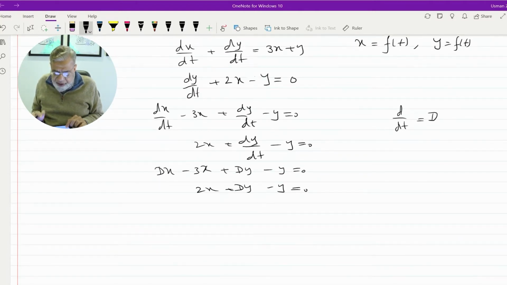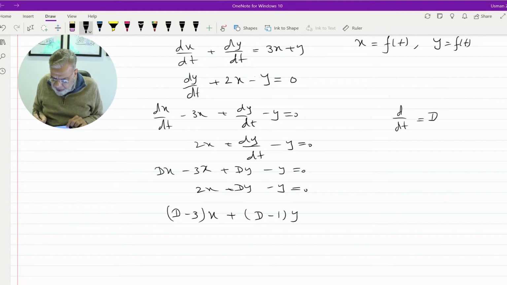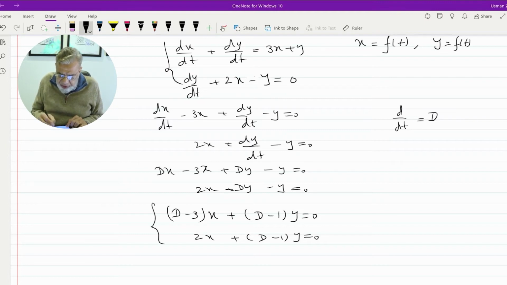We can rewrite this in a different way. We take x common and write (D minus 3) times x, and then taking y common, we get (D minus 1) times y equal to 0. And the second equation is 2x plus (D minus 1) y equal to 0. This is another way of writing my system of linear equations in operator form.